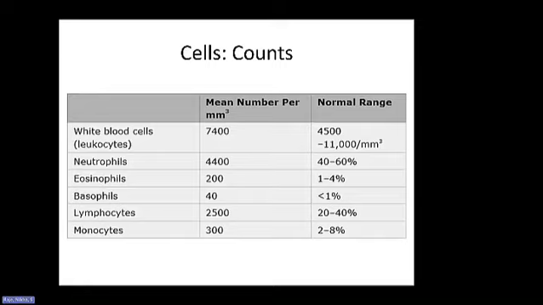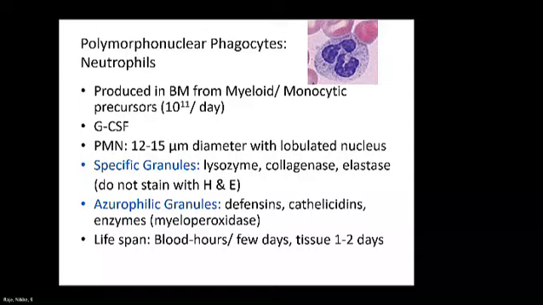All right. So let's start with just the cells, right? The cell counts here are shown, what are the normal ranges. And as we know, neutrophils make up 40 to 60% of those cells, and lymphocytes make up 20 to 40%, and then few of the monocytes, eosinophils, and less than 1% are basophils. We'll talk about the neutrophils, which are also called polymorphonuclear phagocytes, as the picture shows.